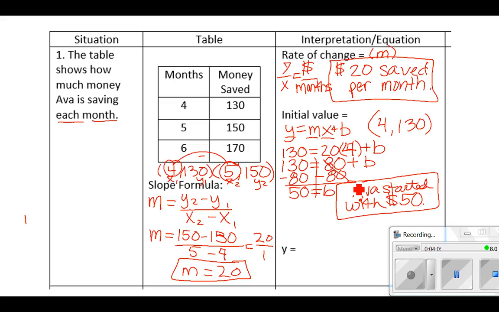Then at the very bottom it has y equals, and that's where we're going to put the equation. The equation we're going to use is y equals mx plus b. And we know the m and the b are the only two things we need to change. So we have y equals 20x plus 50.